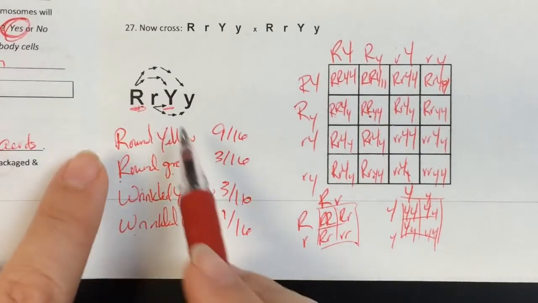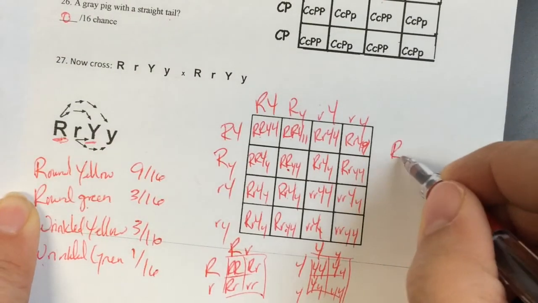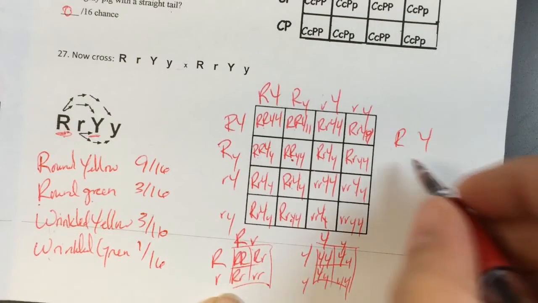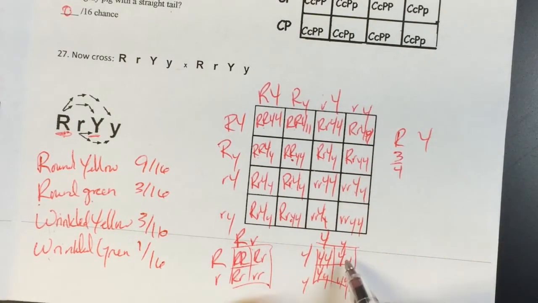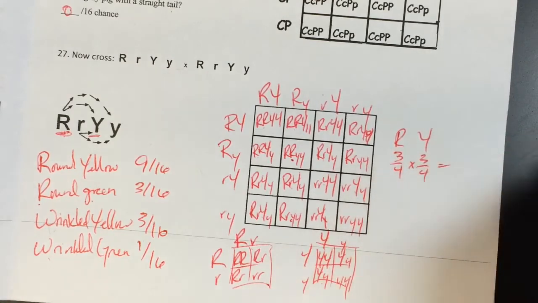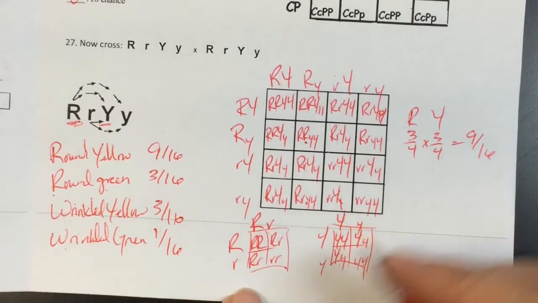And same thing, if I wanted to know how many were round and yellow, let's see, we've got 1, 2, 3 fourths round, and yellow 1, 2, 3 fourths, and I would multiply those two together, and I would get 9/16. Oh, that's so much easier, takes so much less time.